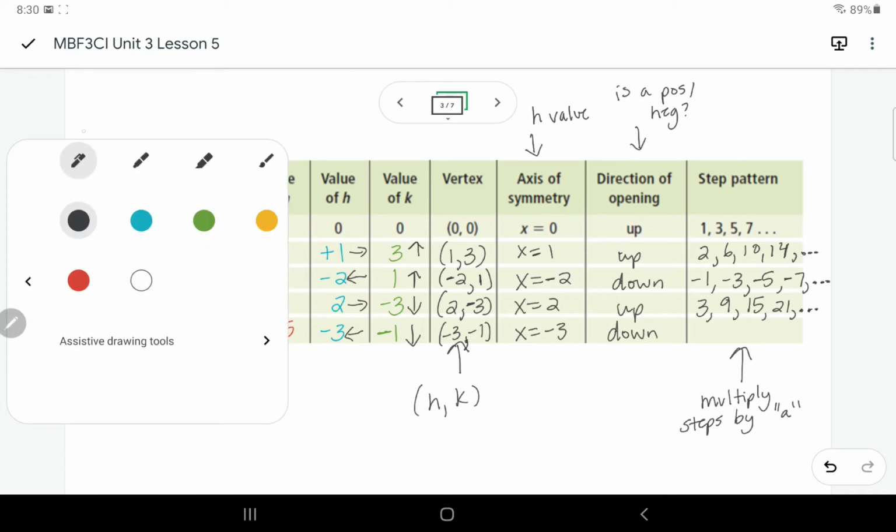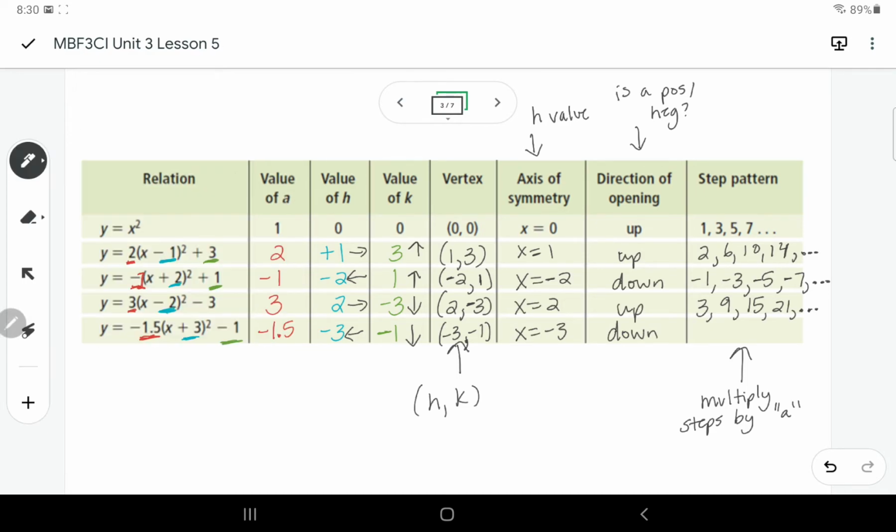We're now going to take the A value and multiply the original 1, 3, 5, 7 by negative 1.5. So negative 1.5 times 1 is negative 1.5. Negative 1.5 times 3 is negative 4.5. Negative 1.5 times 5 is negative 7.5. And so on. Can't fit the last one, but that's okay.